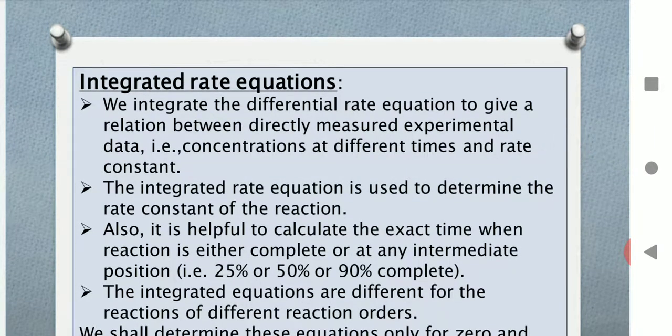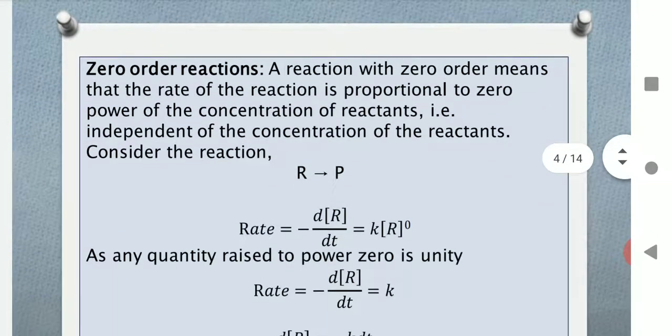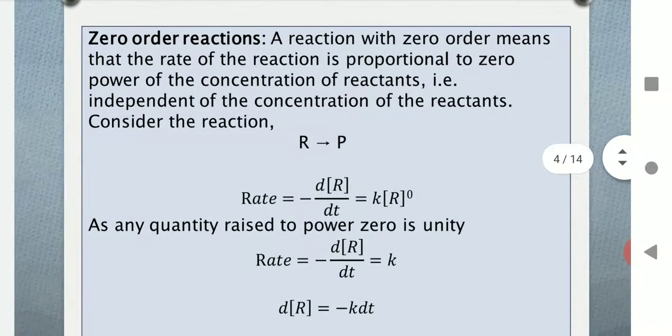But for all zero order reactions, the integrated rate equation will remain the same. For all first order reactions, the integrated rate equation will remain the same. That is, we derive it once and then we can apply the same equation to all zero order reactions or to all first order reactions. Now let us proceed. First we are going to start with zero order reactions, how to derive the integrated rate equations.